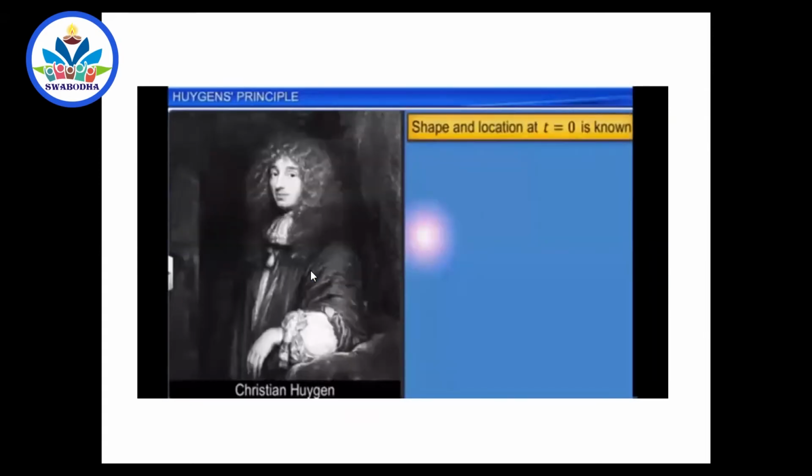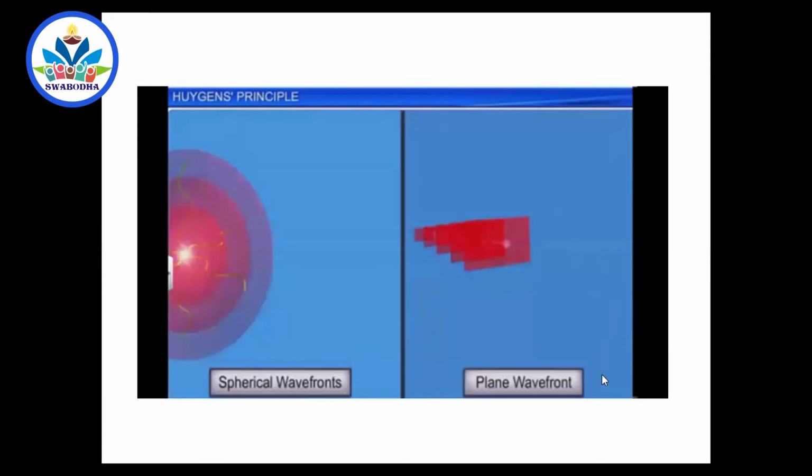And this is what Christiaan Huygens said. At the time t, you can find out what is the shape of the wavefront. After a certain time t, how can you draw the wavefront? What is the shape after time t? At a particular time, it may be spherical, it may be cylindrical. How does the wavefront grow?